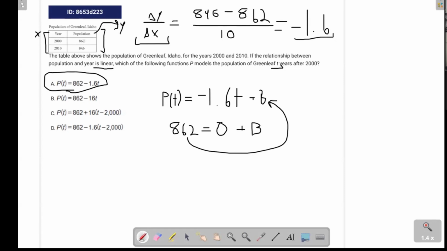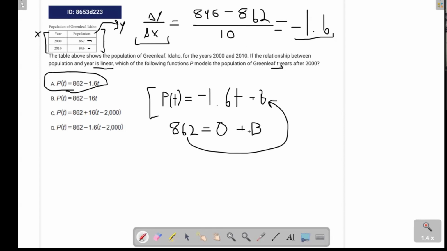Our change in y is y final minus y initial. Our y final is going to be this 846, and our y initial is going to be 862. So you subtract 846 by 862. That's our change in y. And then our change in x, or change in t, is going to be from 2000 to 2010, and that's just a difference of 10 years. So when you do the math on this, and you're allowed to use a graphing calculator throughout the whole test, and you're going to have Desmos built into it, you're going to get the slope as negative 1.6t. And then we rewrote the equation right here.